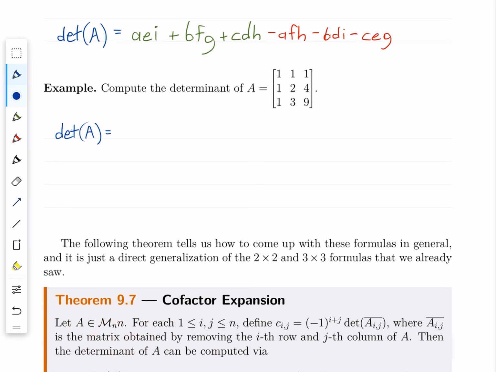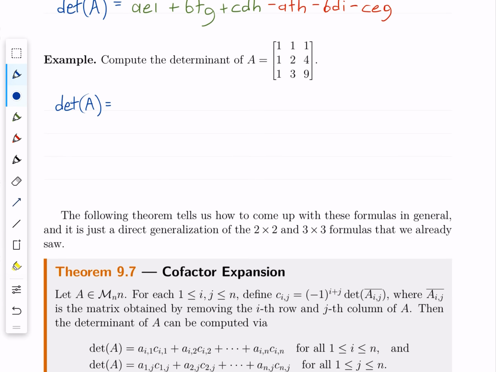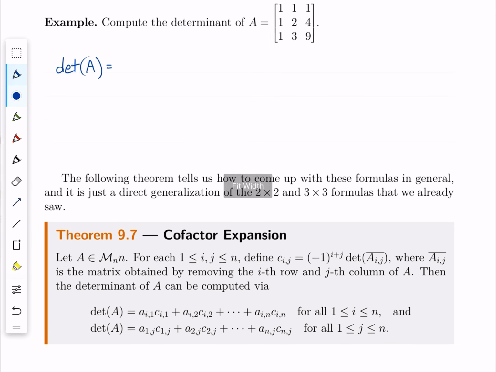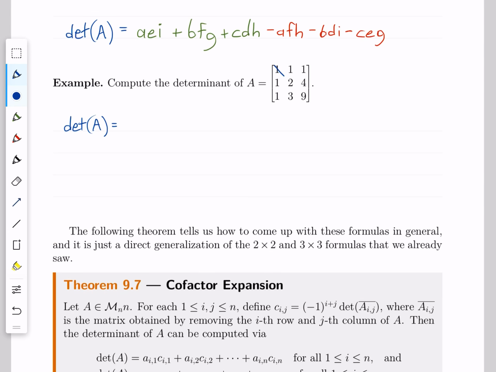So we have 3 forward diagonals. All right, the first one is 1, 2, 9. So we're just going to multiply 1 and 2 and 9. That's our first forward diagonal. Next forward diagonal is 1, 4, and then loops around to a 1. Okay, 1, 4, 1.